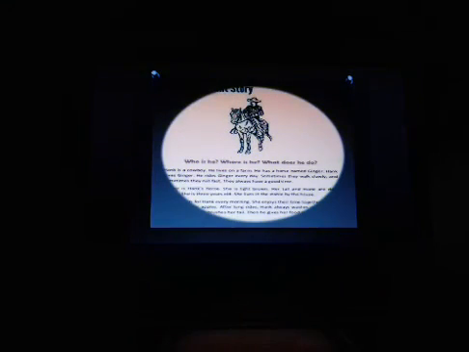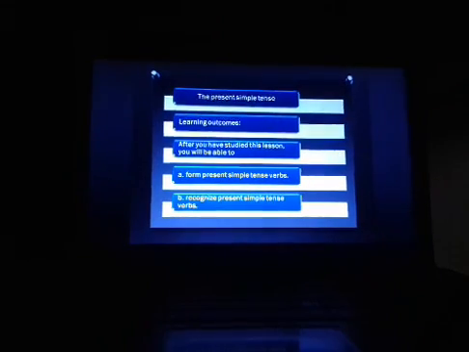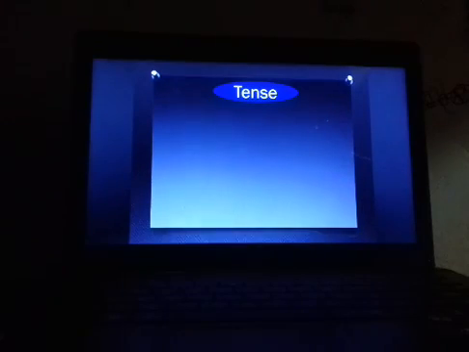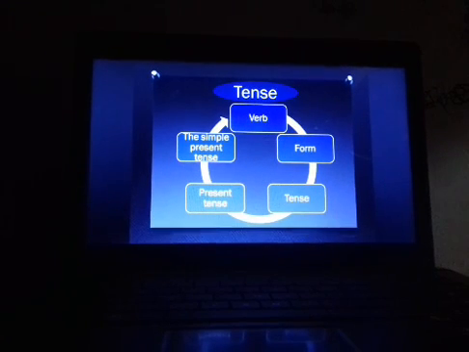Actually this is a story of present simple tense, but there are lots of tenses in English. In this class I will especially focus on present simple tense. After you have studied this lesson, you will be able to, number one, make present simple tense verbs, and next recognize present simple tense verbs. Okay, so students, now move on to the next slide.